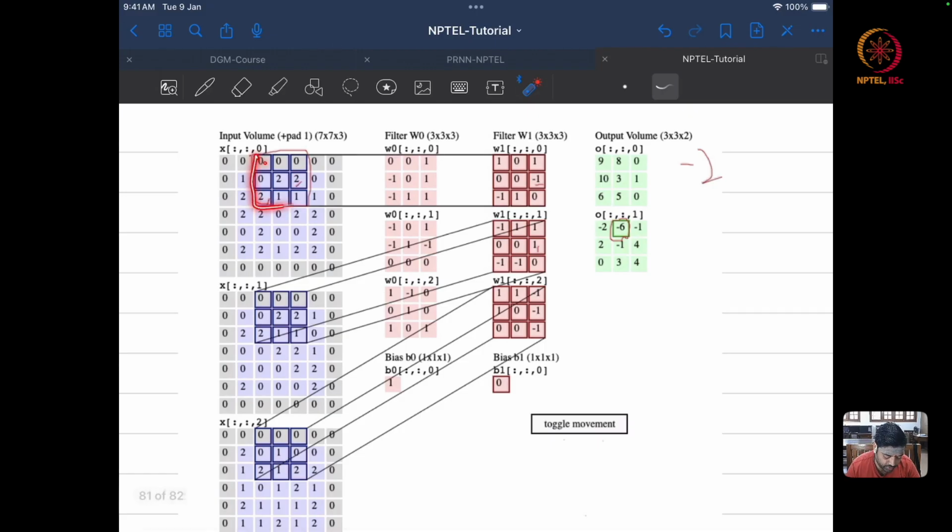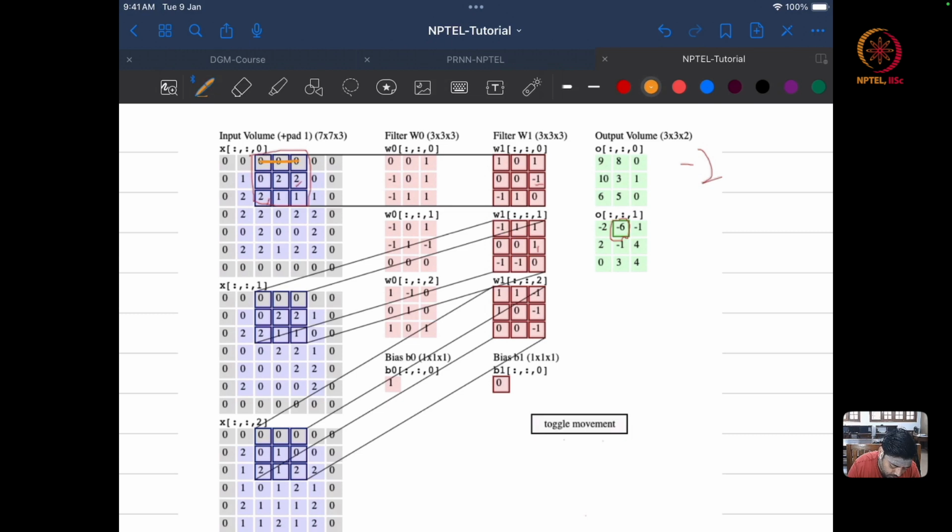You are currently looking at this part of the image using this filter. You perform element-wise multiplication of this matrix and this matrix. Similarly, you perform element-wise multiplication of this matrix and this matrix, and similarly with this and this. Then you have a bias term, and you add it. Now let's do it.